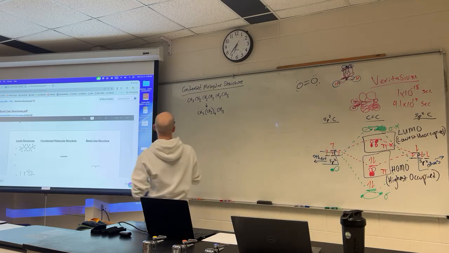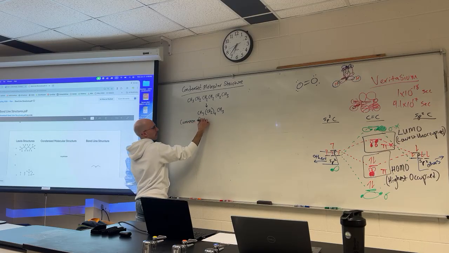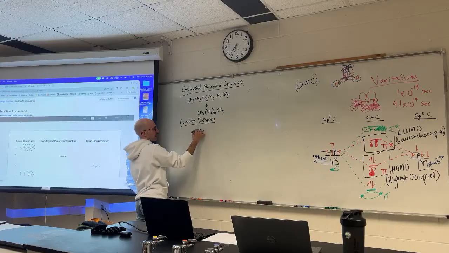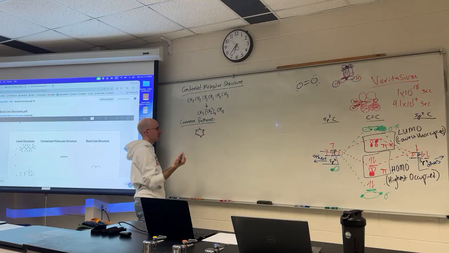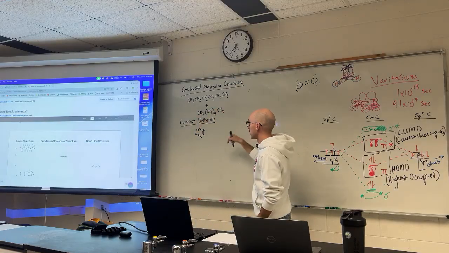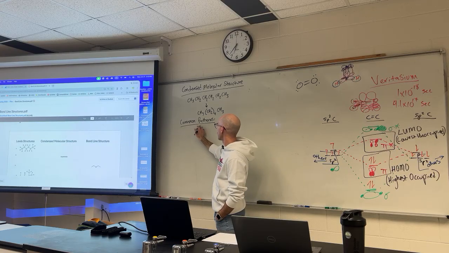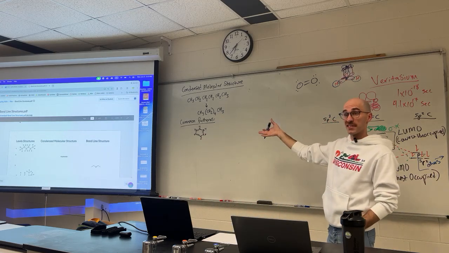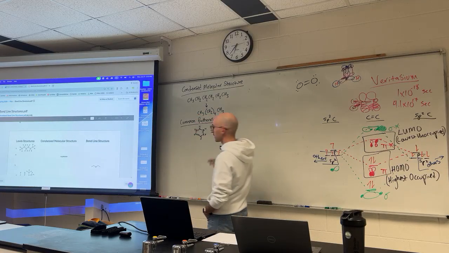So I want to give you guys some common patterns. If you see a 6-membered ring, which represents carbons at every end and bend, and hydrogens attached to them, I'm going to explain this. This 6-membered ring with 6 carbons can be abbreviated as C6H6.